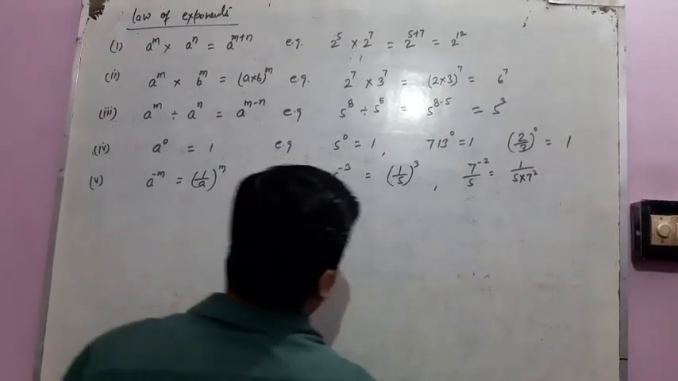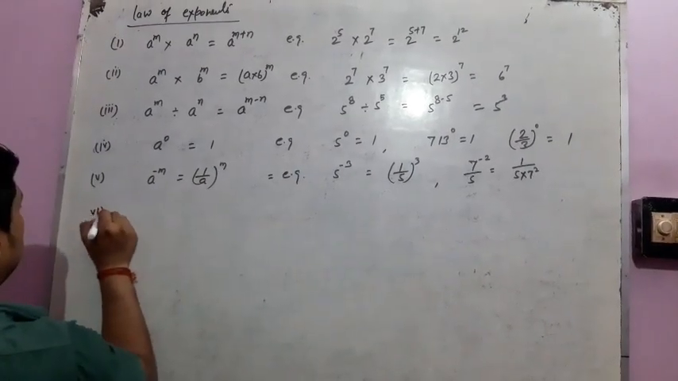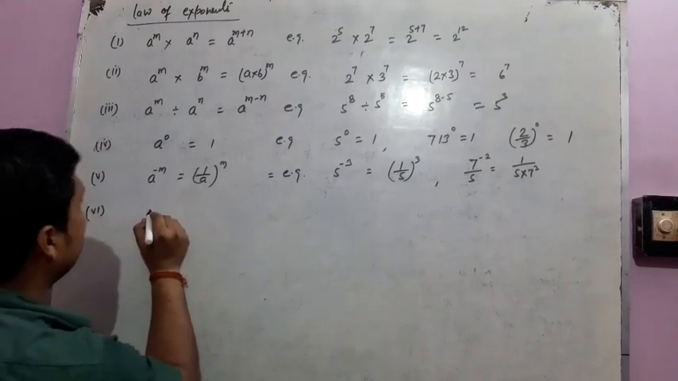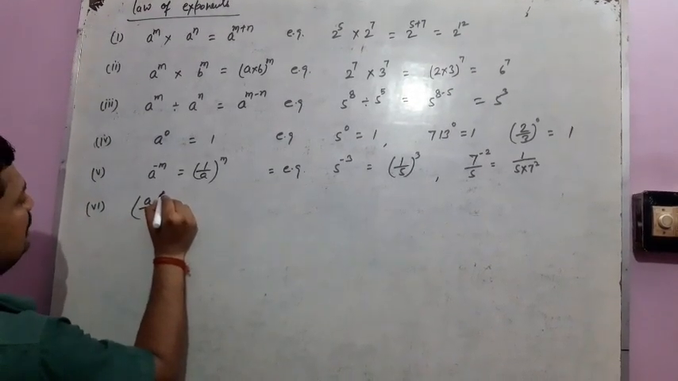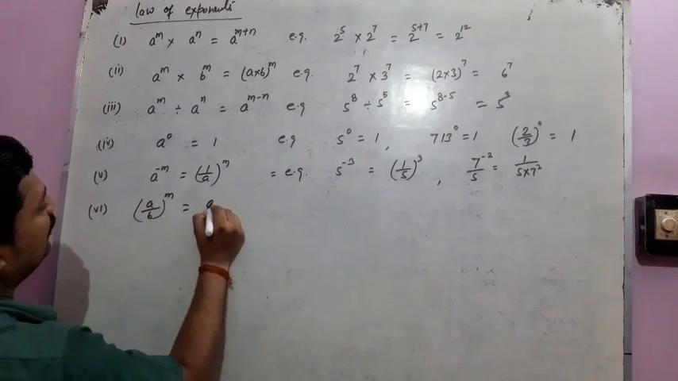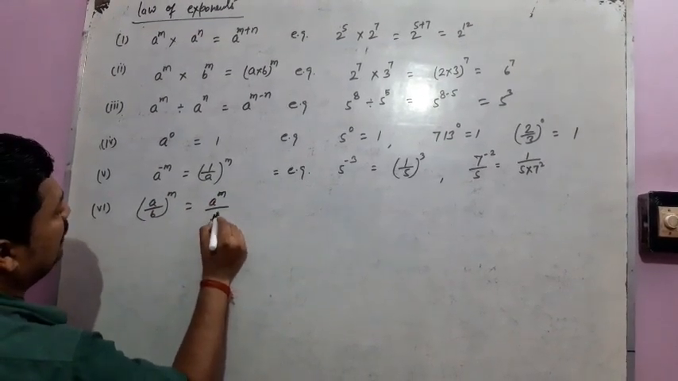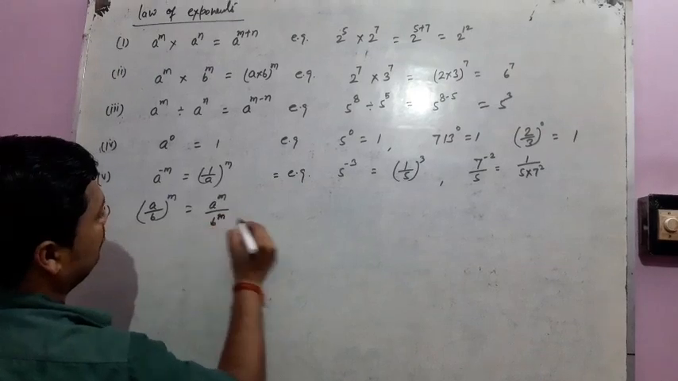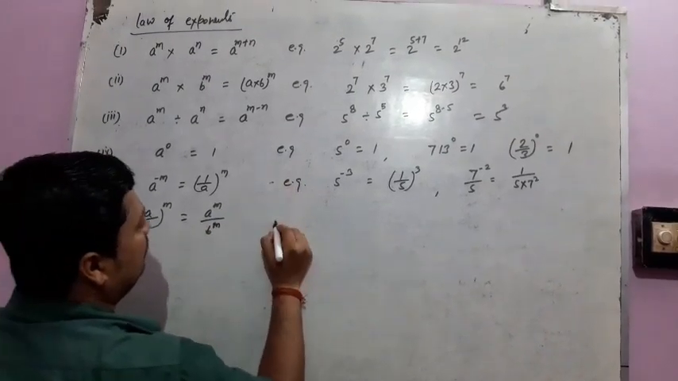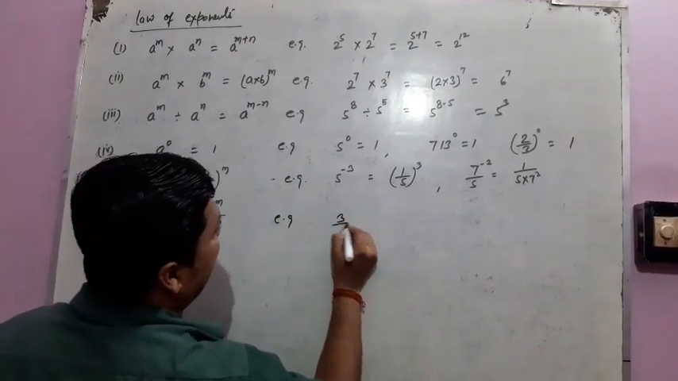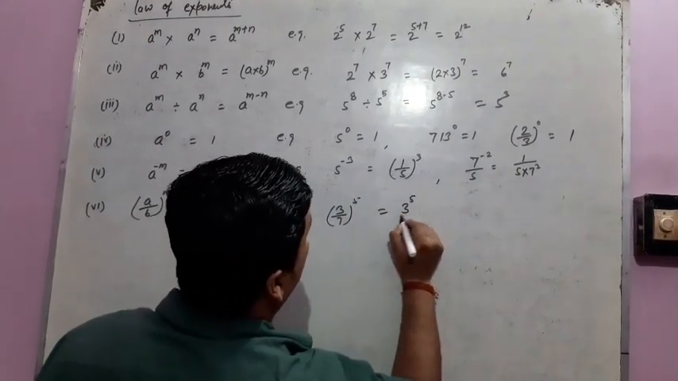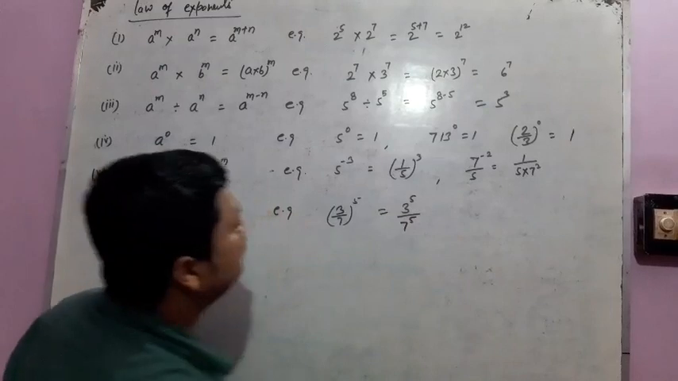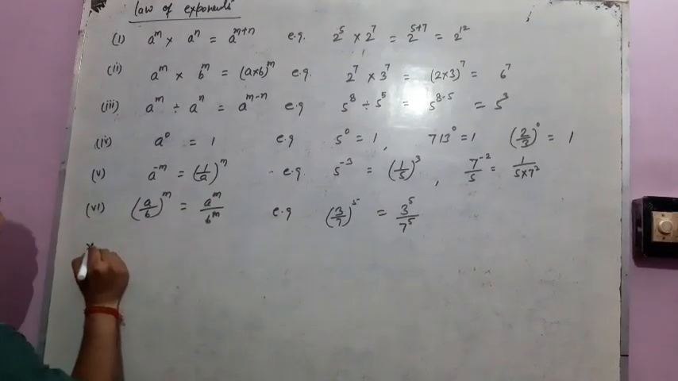Now the next rule: if there is a power on the whole of a fraction, that means the power belongs to its numerator and also its denominator. For example, 3 by 7 to the power 5 means 5 is the power of both 3 and 7. And the last law is here.